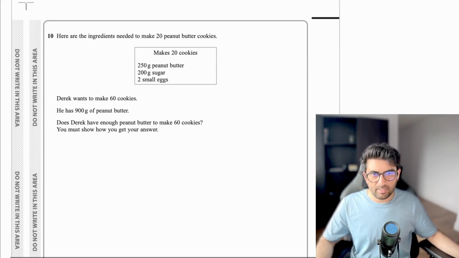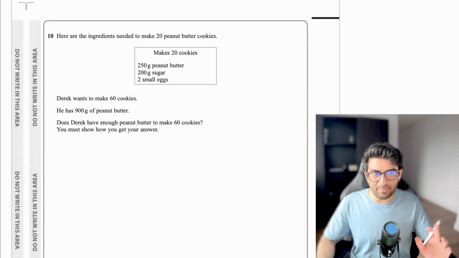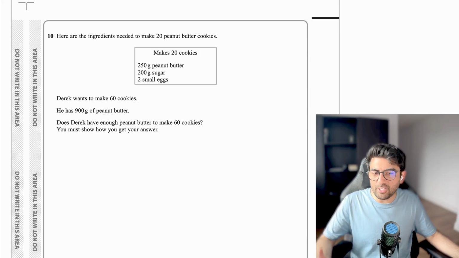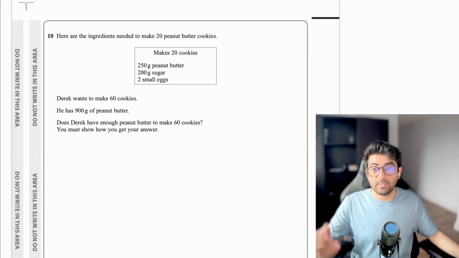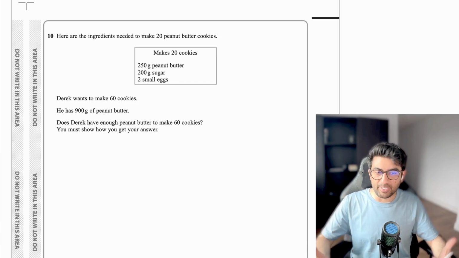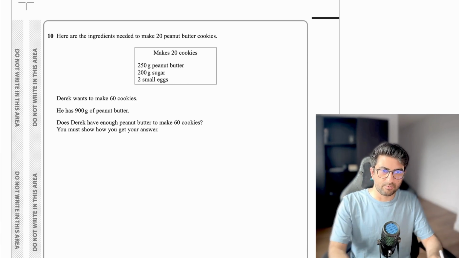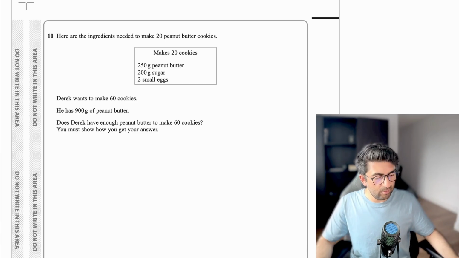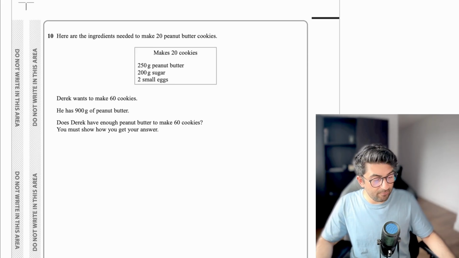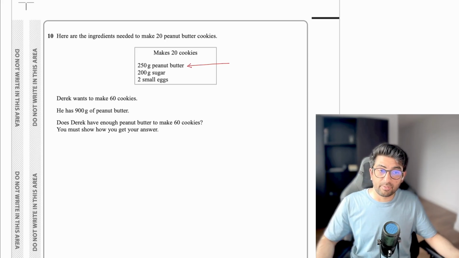Question 10. Here are the ingredients to make 20 peanut butter cookies. Derek wants to make 60 cookies. Okay. He has 900 grams of peanut butter. Does Derek have enough peanut butter to make 60 cookies? Well, let's take a look. So, to make 20 cookies, how much peanut butter does he need? He needs 250 grams of peanut butter for 20 cookies.